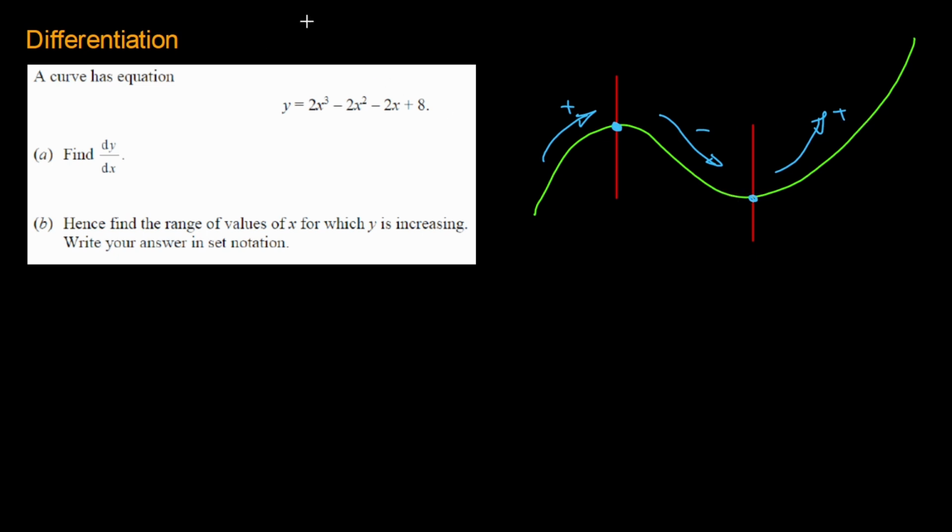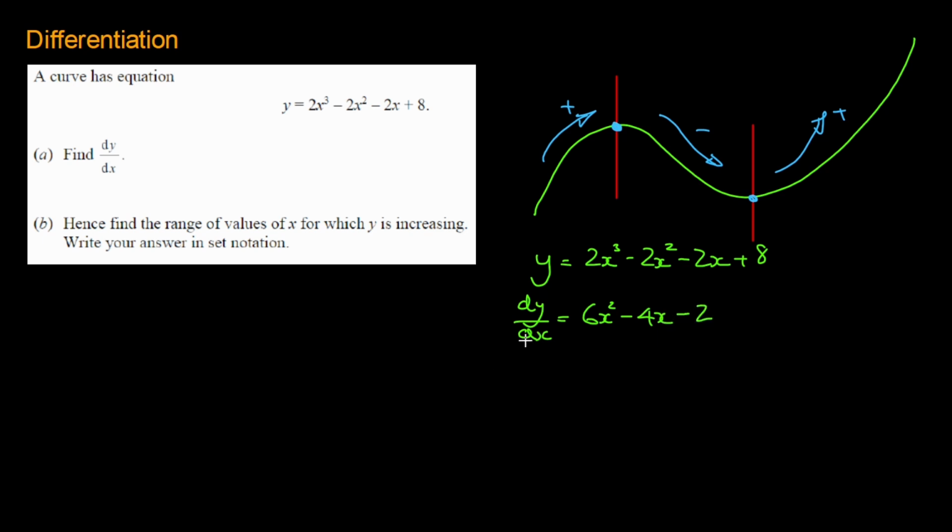So let's find dy/dx first. dy/dx is equal to, the 3 comes down and multiplies the 2 to make 6. The 3 is reduced from 3 to 2. So this becomes 6x squared minus 2 times 2, 4. The x comes down by 1 just to make x. So this is 4x minus 2.